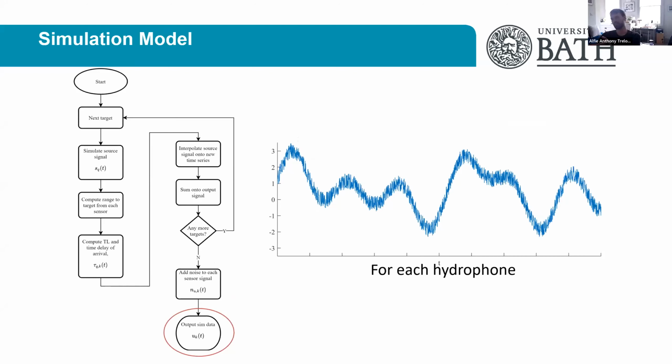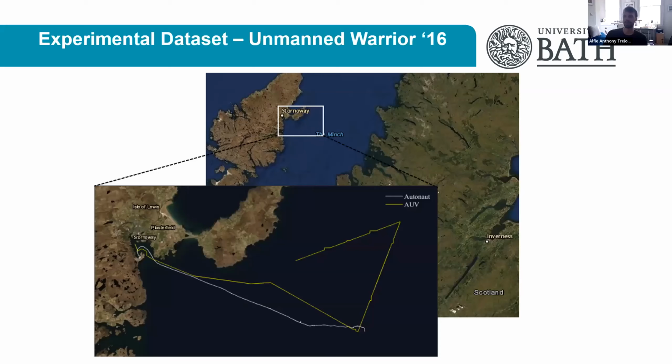So this simulation process was validated with some experimental data. For this, we used the Unmanned Warrior trial, which was a large-scale demonstration of the capabilities of autonomous vessels off the coast of Scotland, which was run in 2016. And during this, an Autonaut was towing an 8 hydrophone digital array in the presence of an autonomous underwater vehicle, which had a projector which was emitting tonal signals at various frequencies.